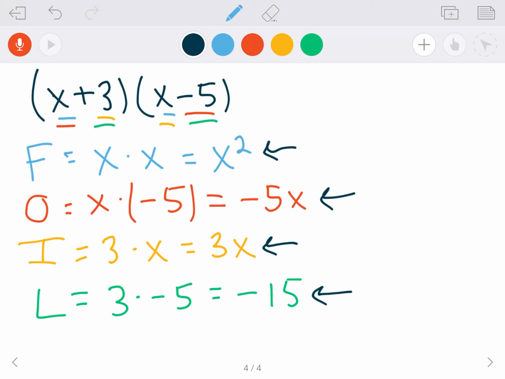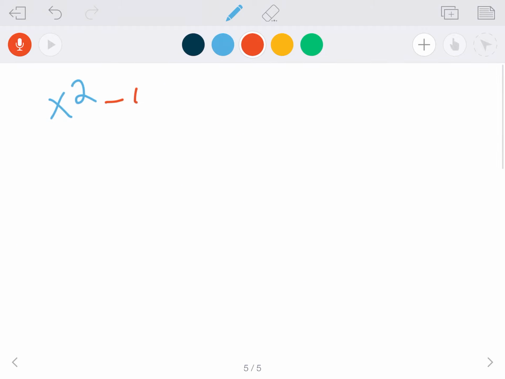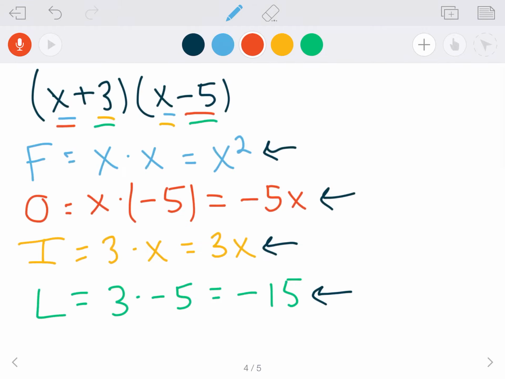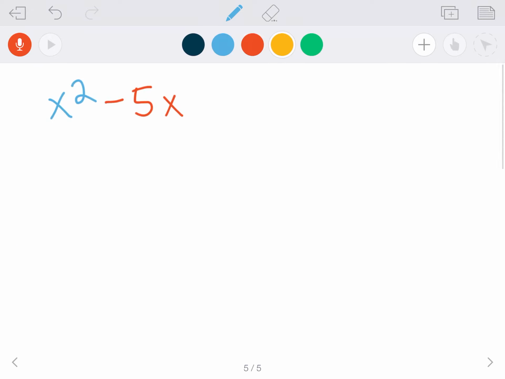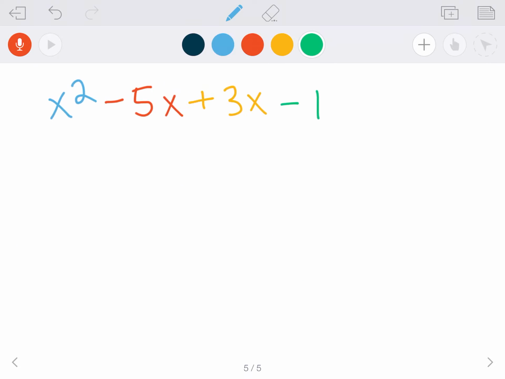So if we go to the next page, let's write out those terms again. We had x squared, we had negative 5x, we had positive 3x, and we had negative 15. Now I'm going to write this in black so that we can start to see like terms and combine as necessary.